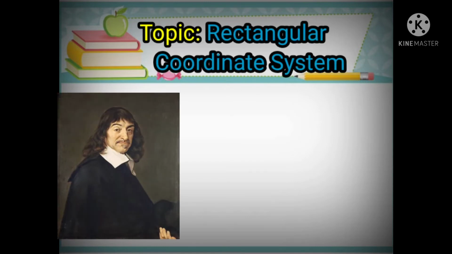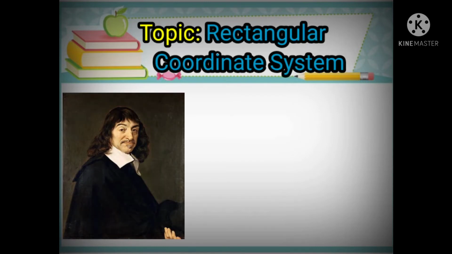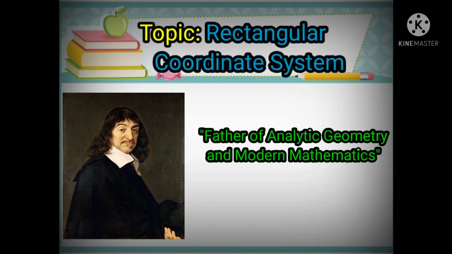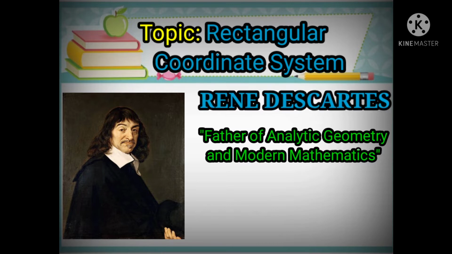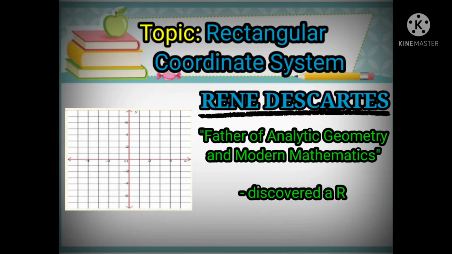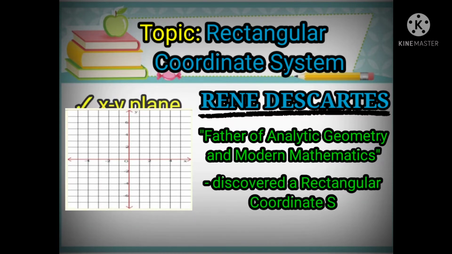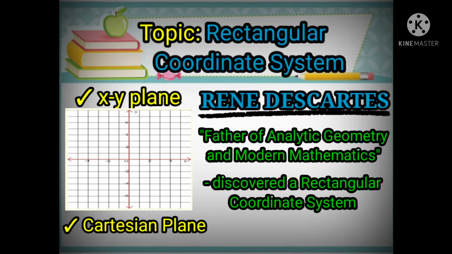Are you familiar with him? He is a French philosopher, scientist, and mathematician who is known as the father of analytic geometry and modern mathematics. His name is René Descartes. He discovered a rectangular coordinate system which is also known as the XY plane or Cartesian plane.